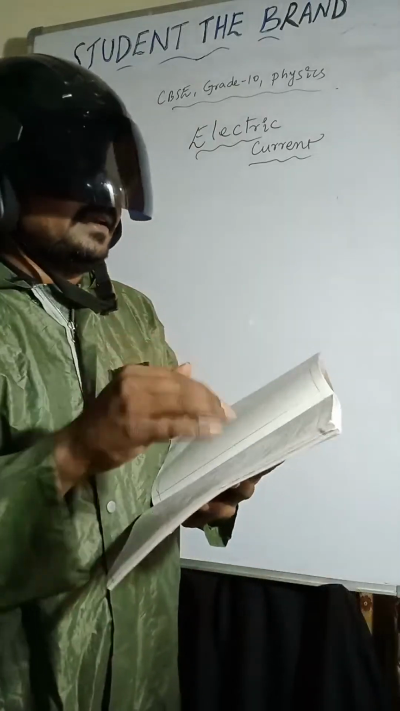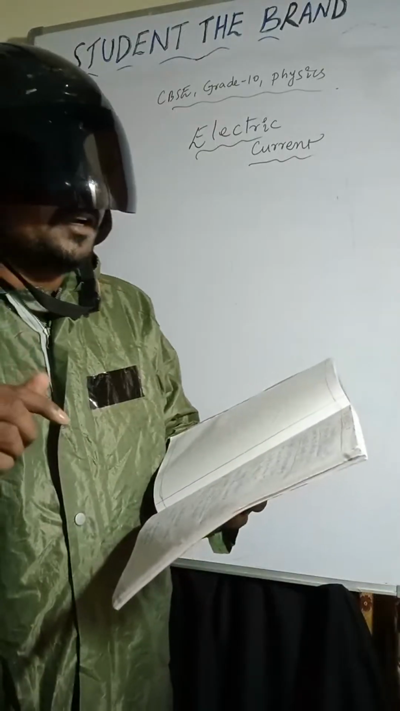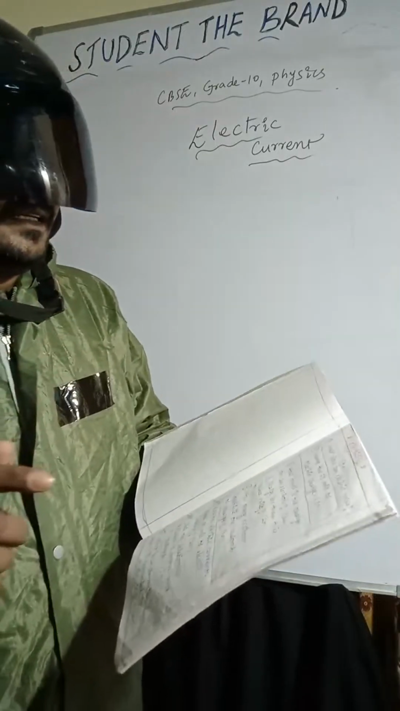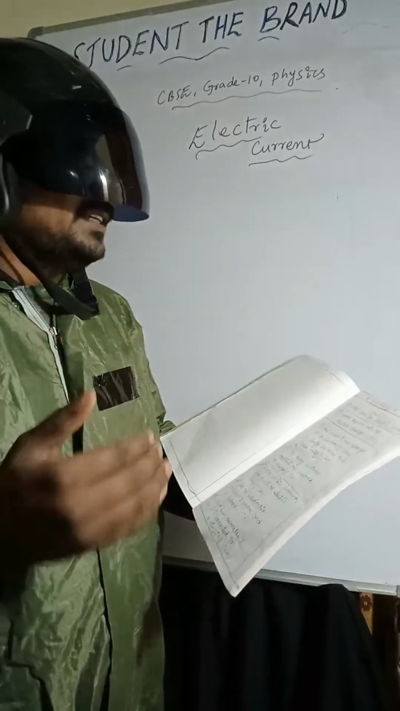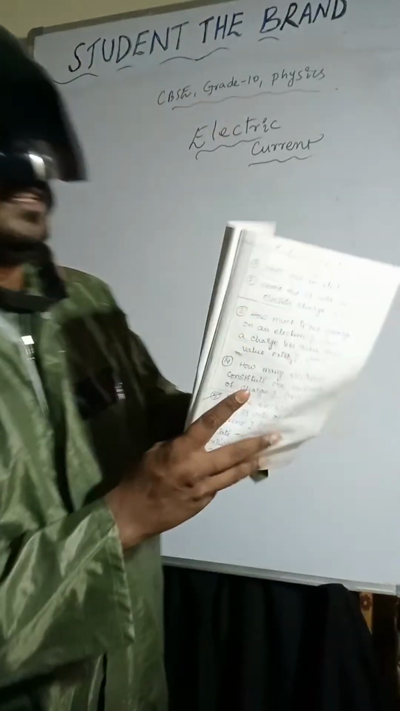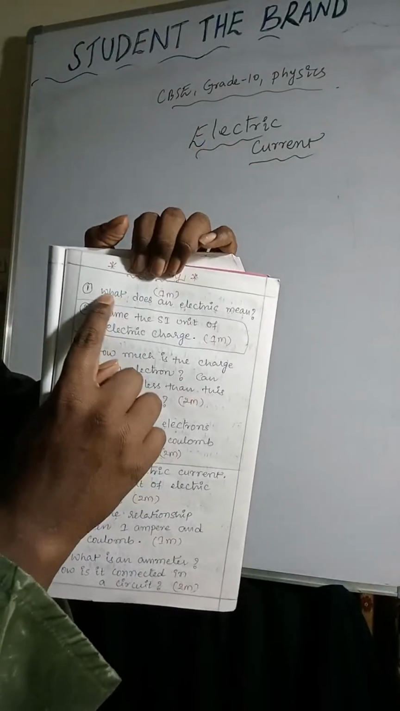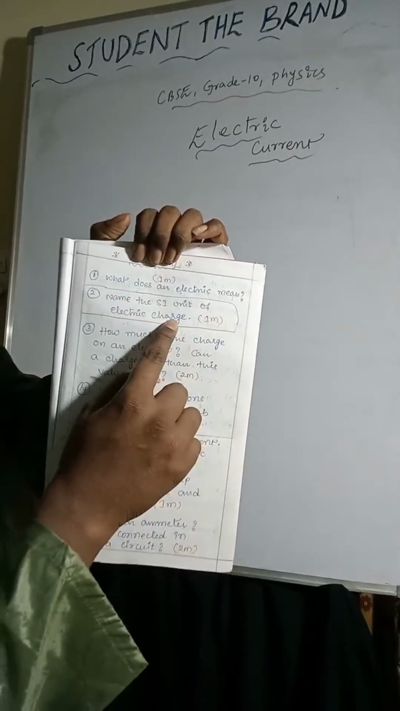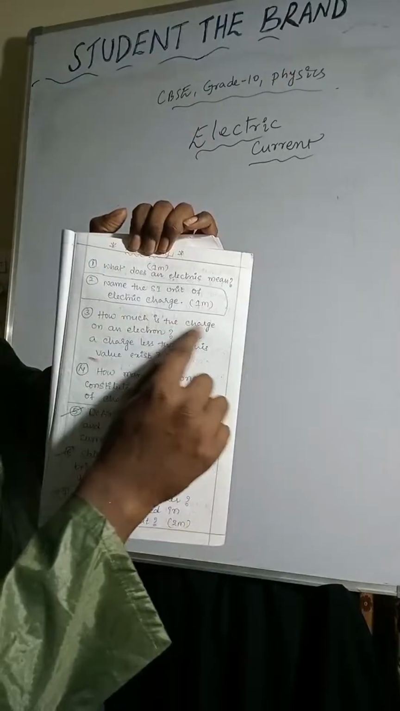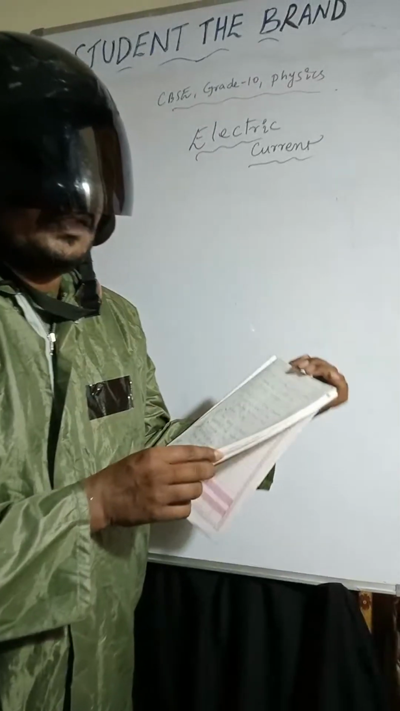So name the SI unit of electric charge. That is one point. And how much is the charge on an electron? Can a charge less than this value exist here? Here you can observe. So I hope it is very clear. So what does an electric circuit mean? Name the SI unit of electric charge. And how much is the charge of an electron? Can a charge less than this value exist or not?